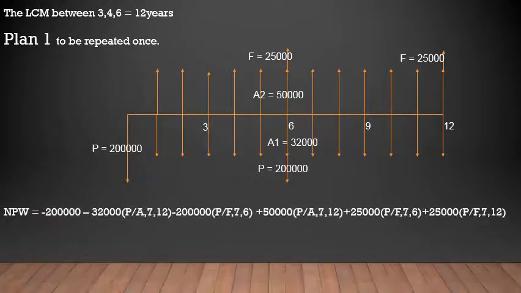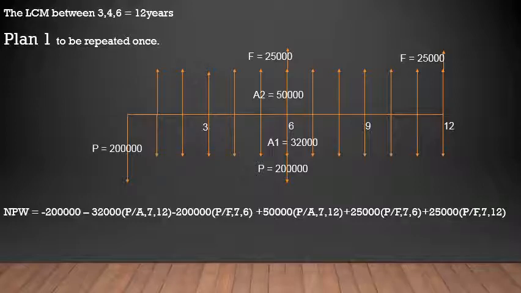Other things are very simple. Let us solve it. This is already P. 2 lakh, it's already P. Retain it as P. Then this 32,000. Just check whether it flows continuously starting from the first year till the 12th year. Yes, we can see that it starts from the first year and goes up to the 12th year. And P by A comma 7 comma 12.